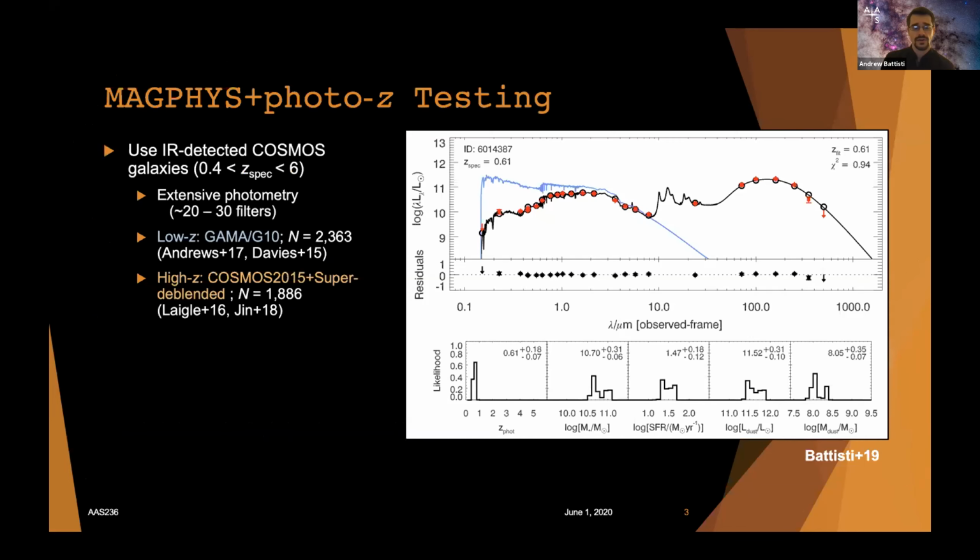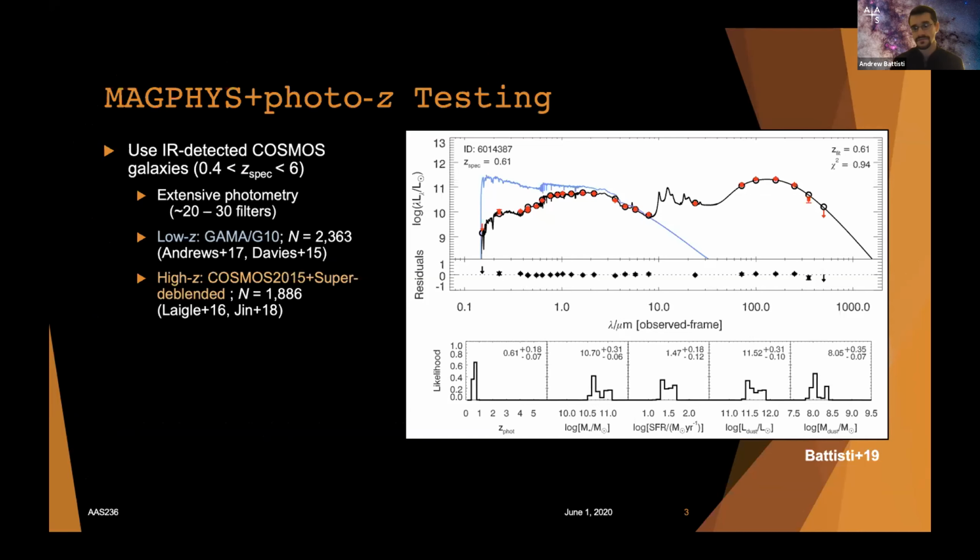And so to test the code, we used a large sample of spectroscopically detected galaxies in the COSMOS field, which have a large number of photometric filters available. We separate the sample into two redshift regimes, a low redshift and a high redshift sample. Altogether, it's about 4,000 galaxies. On the right, I show a typical fit for one of the galaxies in the COSMOS field.